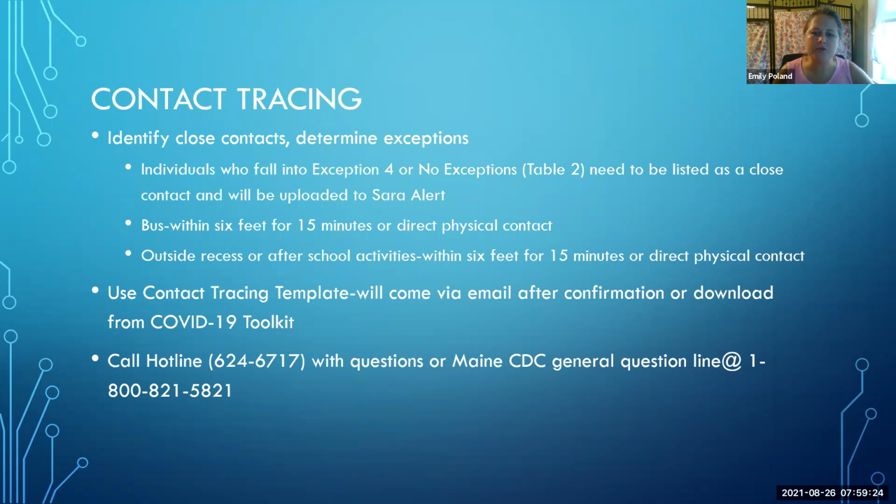So in all of those settings, the more you can know about where people are, the better. Especially on the bus, assigned seating is really going to help, because if you don't know where people were sitting, you're going to have to identify everybody as a close contact. Cafeteria, same thing. You need to know where people are sitting.